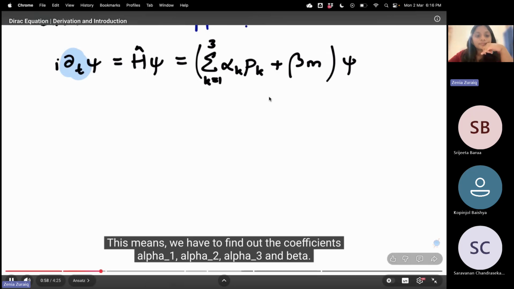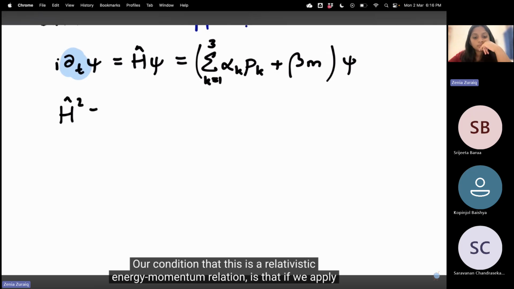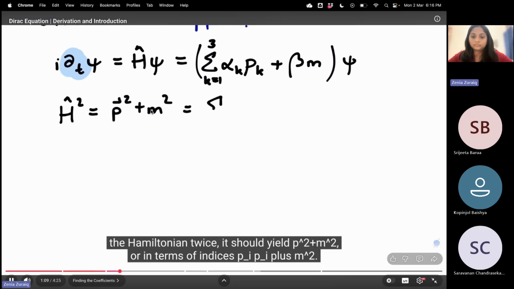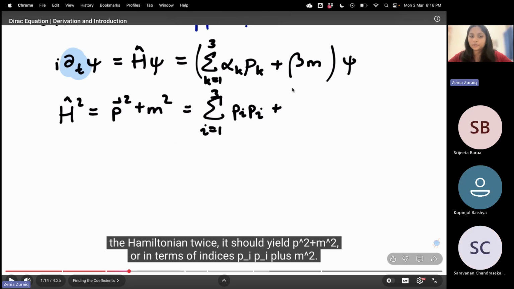Find out the coefficients alpha 1, alpha 2, alpha 3, and beta. Our condition that this is a relativistic energy-momentum relation is that if we apply the Hamiltonian twice, it should yield p squared plus m squared, or in terms of indices, p_i p_i plus m squared. So this is just energy squared equal to p squared plus m squared. But to find the form of the H operator itself, you just equate that with this. So if you just square this, that's what is being written here right now.